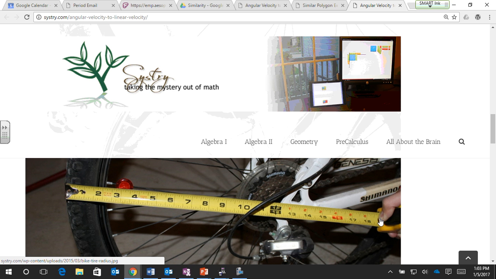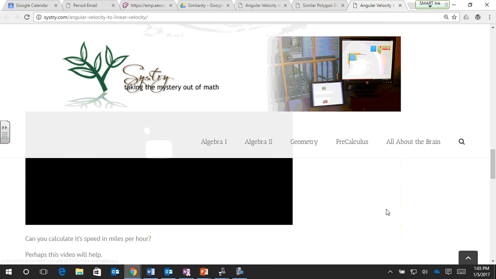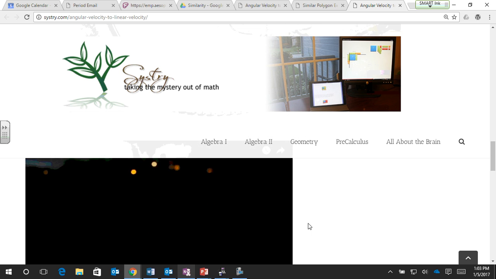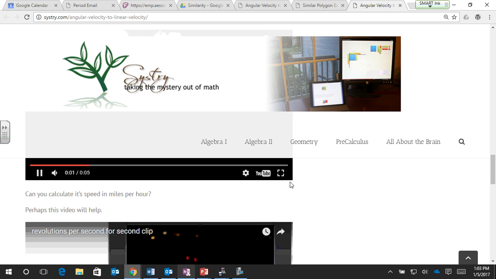So his bike has a 12.5-inch radius on its tire. Okay, I finally figured out, oh, that's why they call it a 12.5-inch bike. Okay, didn't know that before. So this is a 12.5-inch bike. That's the radius of his tire. And here he is. I told him to speed it up, go a little faster, but don't wreck and don't get hurt. And so here he is. Oops, wrong one. Going faster.